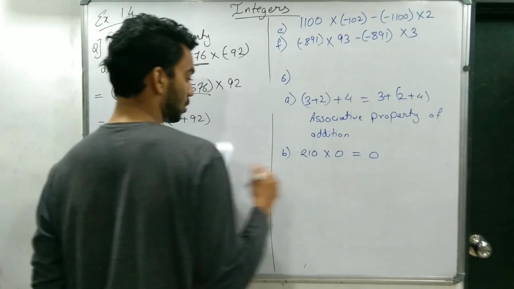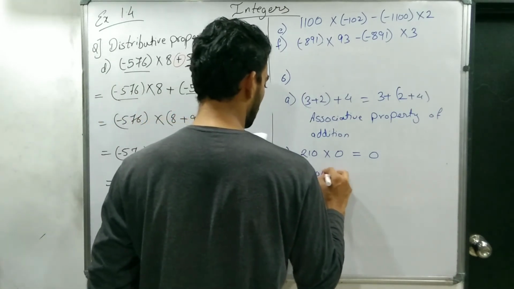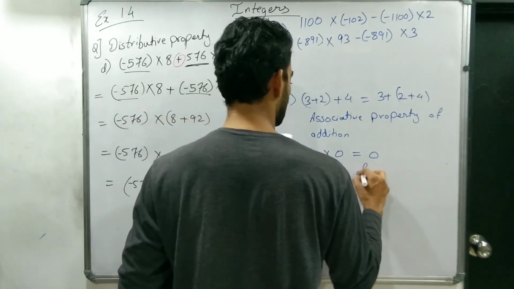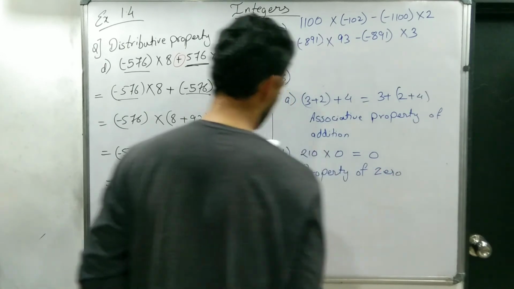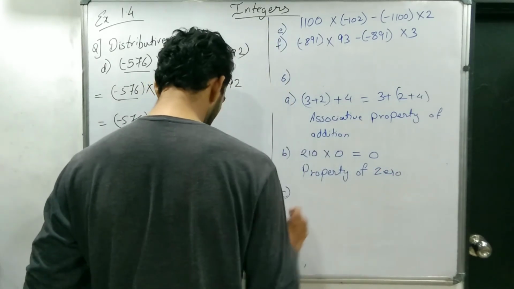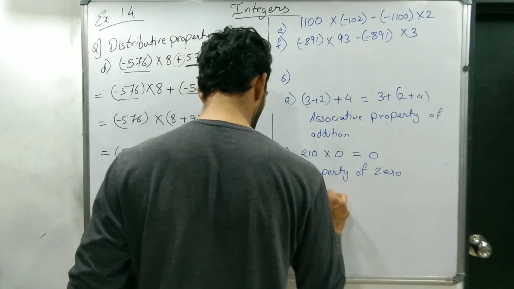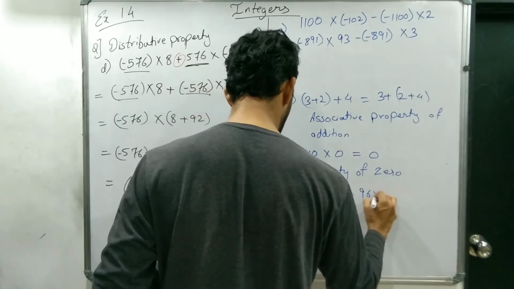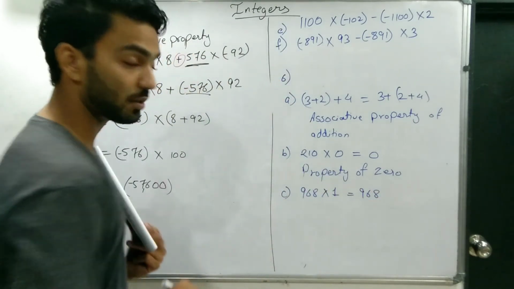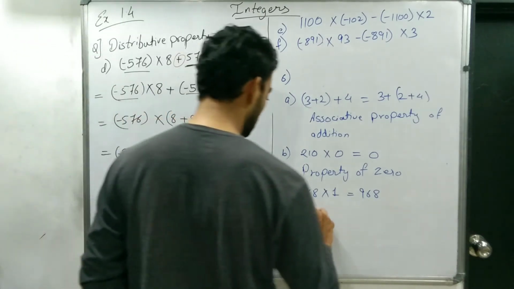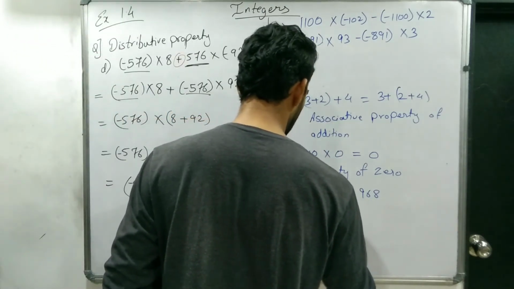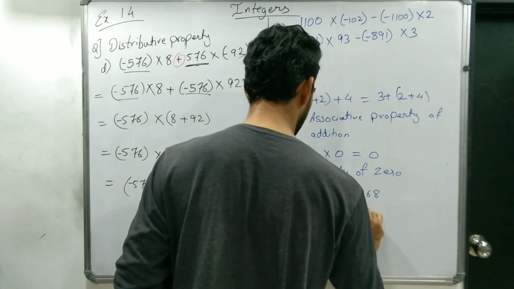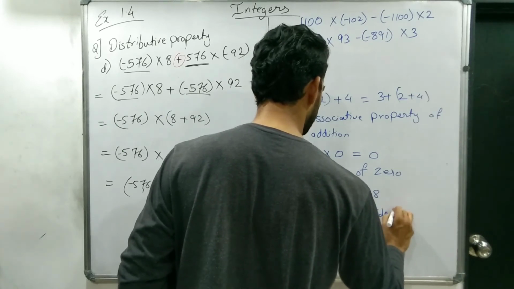Next, 210 into 0 is 0. This is the property of 0. Next, 968 into 1 equals to 968. When we multiply 1 to any number, we get the same number. This is multiplicative identity.